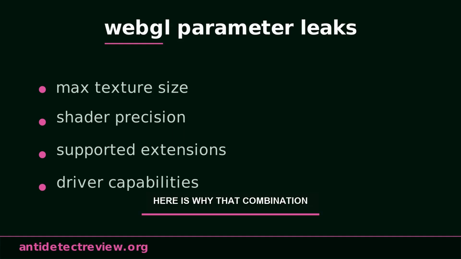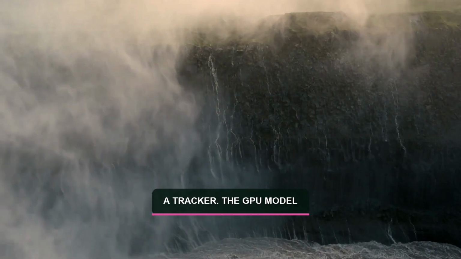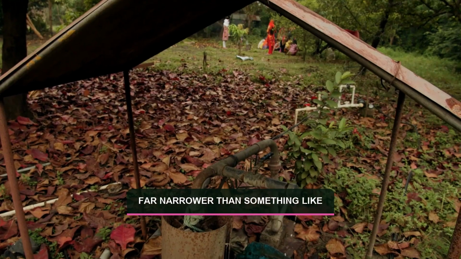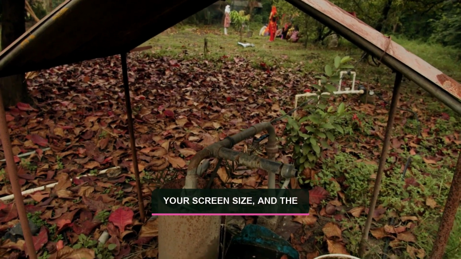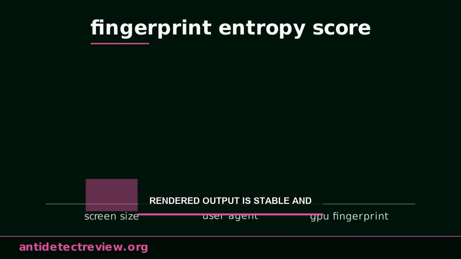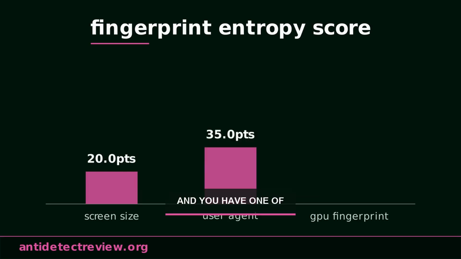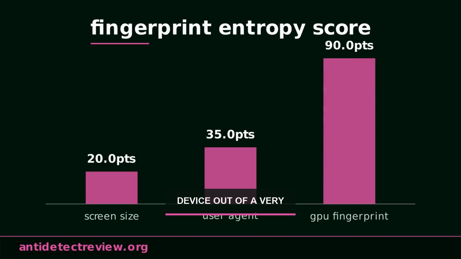Here is why that combination is worth so much to a tracker. The GPU model and driver are already narrow, far narrower than something like your screen size, and the rendered output is stable and characteristic of your specific machine. Plot the vendor string, the pixel hash, and the parameter list together, and you have one of the highest entropy signals a browser hands out. A description detailed enough to pick your device out of a very large crowd. That is exactly the kind of signal detection is built around.